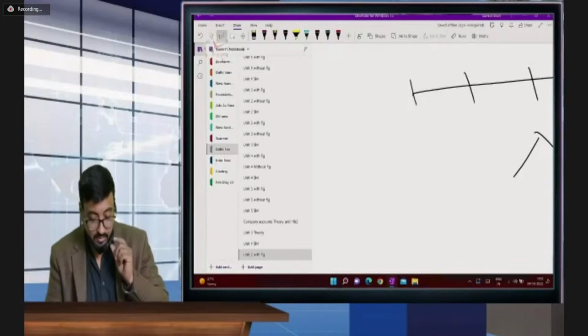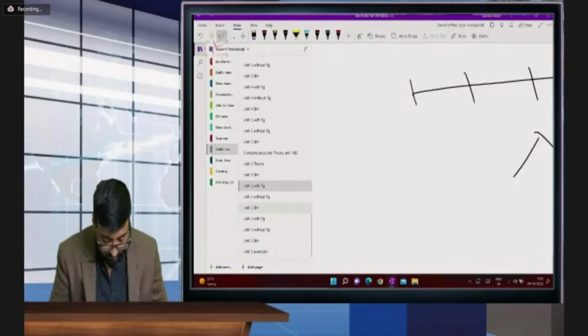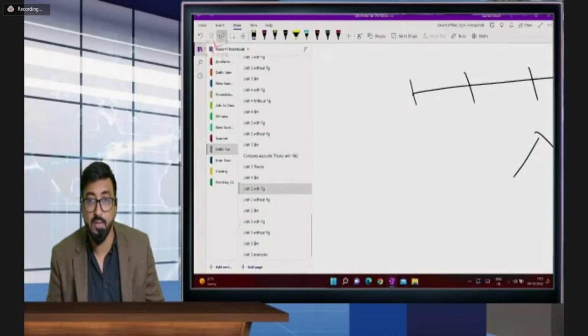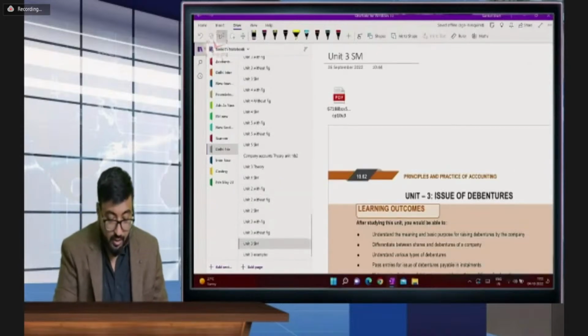Issue of debentures. We are going to take two problems at the end. I know that question number 14 or 15, we have to revise it. So we will revise it shortly. But before that, we are going to start with issue of debentures chapter.